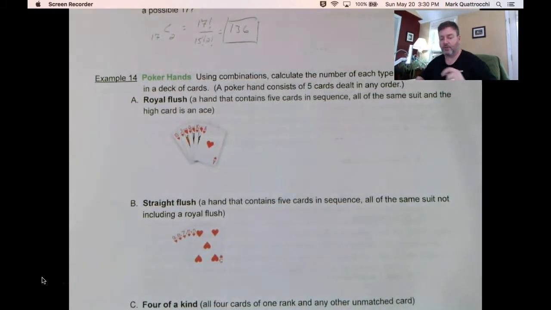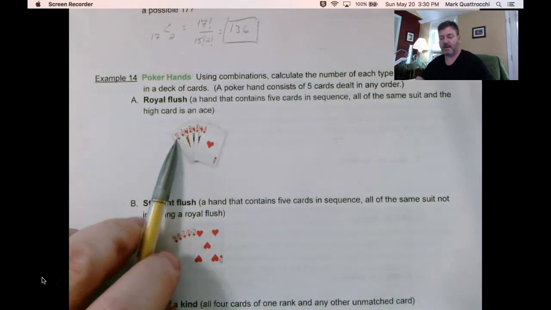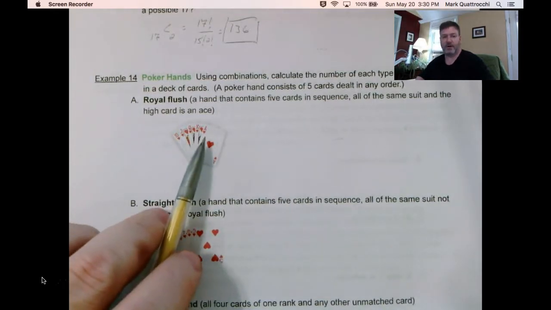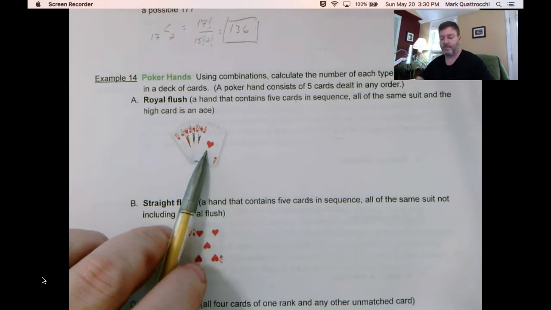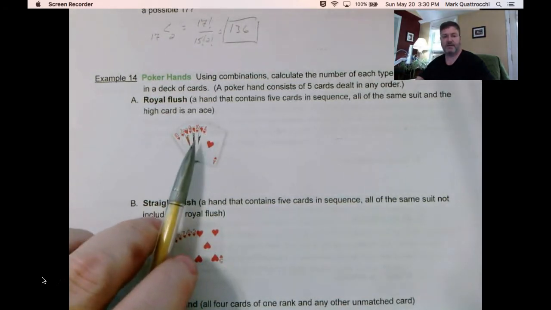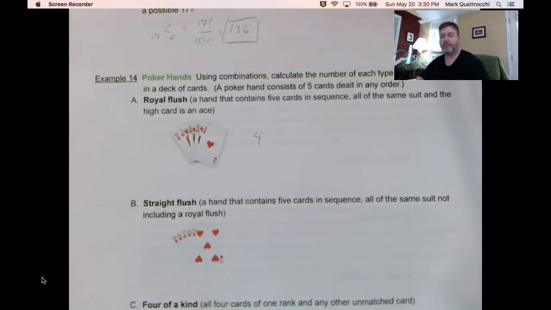Royal flush. A royal flush is ace, king, queen, jack, 10, all of the same suit. So I have hearts royal flush shown here. How many of these are there? Well, there's the hearts royal flush, clubs, diamonds, and spades. There are 4 possible royal flushes.